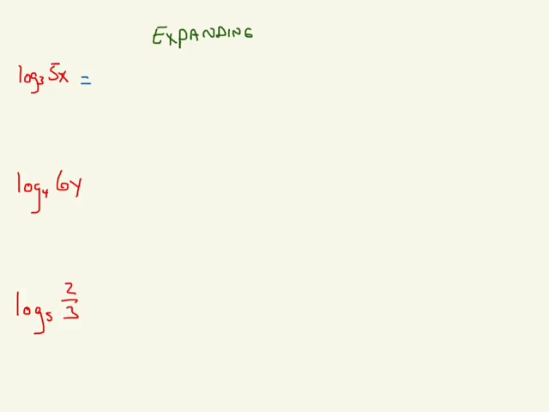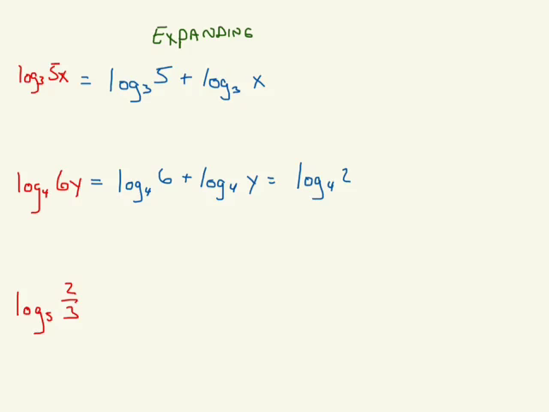If we start with log base 3 of 5x, we can simply make that into a log base 3 of 5 plus a log base 3 of x. If we are dealing with log base 4 of 6y, we can change that into a log base 4 of 6 plus a log base 4 of y. We can take that a step further if we wanted to, and make that into a log base 4 of 2 plus a log base 4 of 3 plus a log base 4 of y.